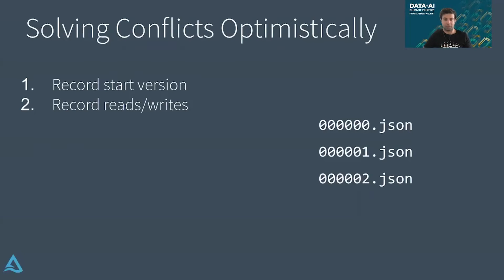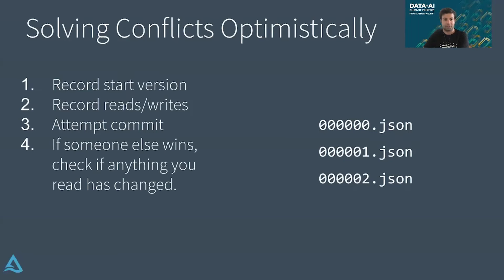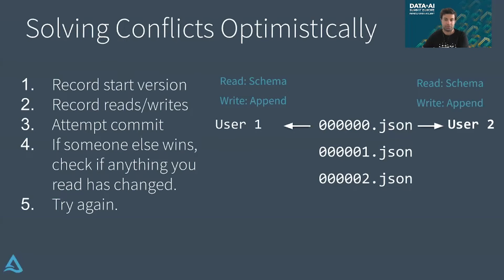they'll record their start versions, which version was the table at before a transaction starts. It'll record all the reads and writes it performs during that transaction. It'll attempt to commit. If some other writer wins, it'll have to check if anything you read has changed, and then it'll try again. So for example, user 1 and user 2 could start at version 0. They'll read both the schema at version 0. And what they're doing is they're just blindly appending data to your table. For example, two streaming jobs, appending data to the same table.